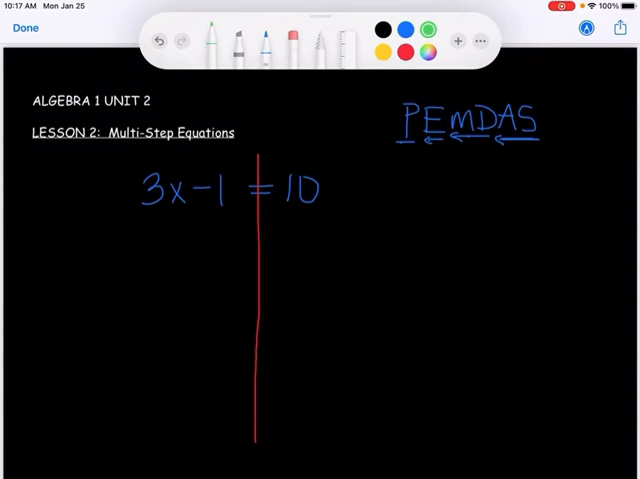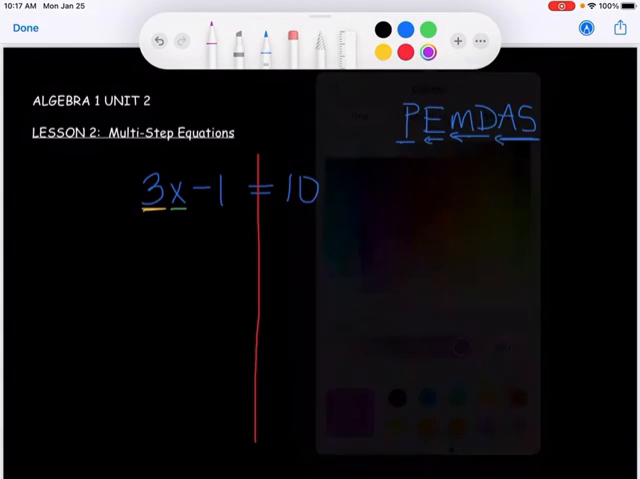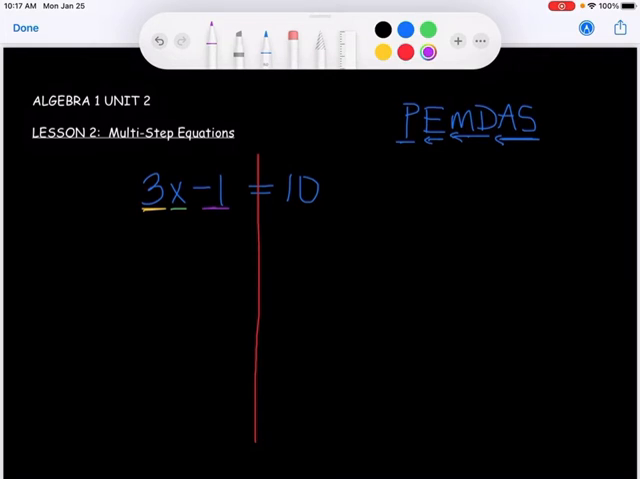So I've got the x over here, but there's two things that I need to get rid of. I need to get rid of this 3, and I need to get rid of, let me do a different color, this minus 1. So it's 3 times x, and then it's minus 1. And we need to go in reverse order of operations, so that means I need to do addition and subtraction first. So I need to deal with that minus 1 first.